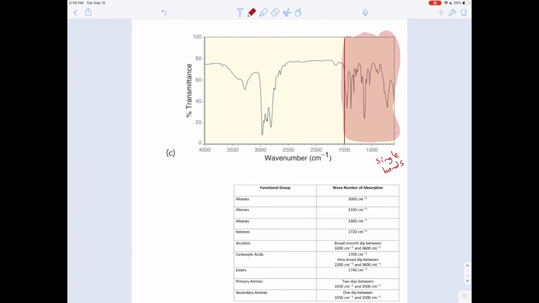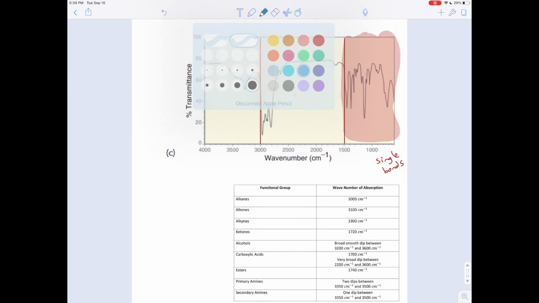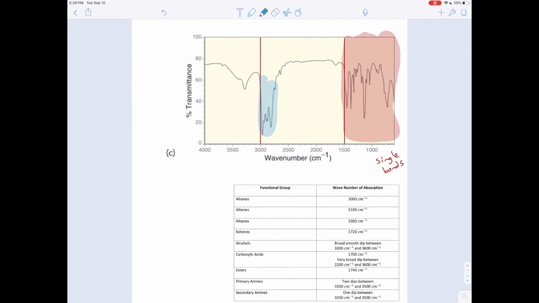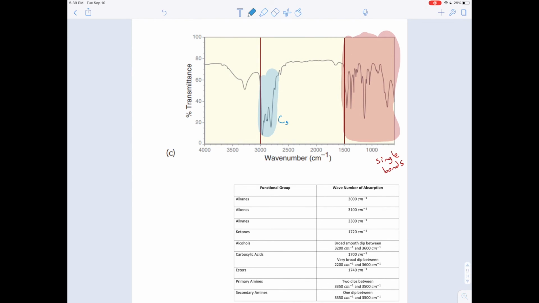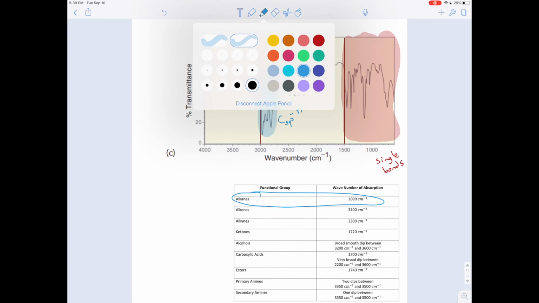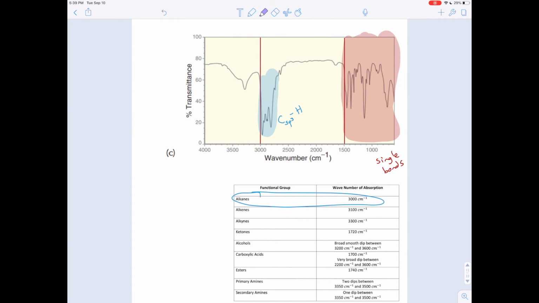So a bunch of crazy single bonds in that molecule. Another useful line is around 3000. The reason it's useful is because just to the right of it, you have that very common absorption caused by sp3 carbons to hydrogens. It's just to the right of 3000. So not really a functional group there, but it's a landmark.